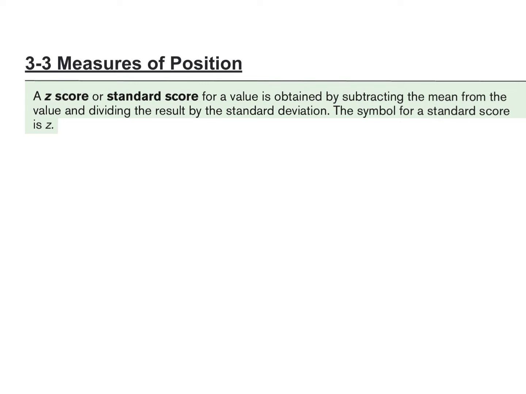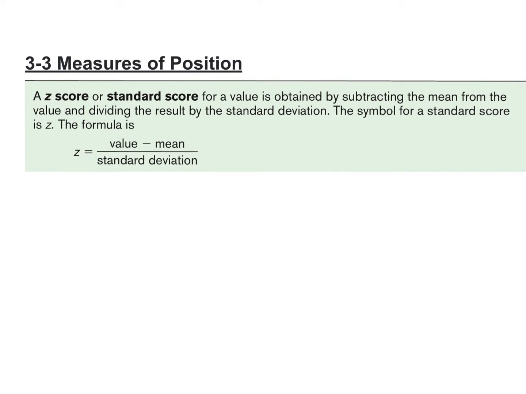Because when we were trying to find the value of k, we did this. This is exactly what we did. And the general formula, that's what it is. z equals whatever the value is, minus the mean, divided by the standard deviation. This was the way we found k in 3.2.